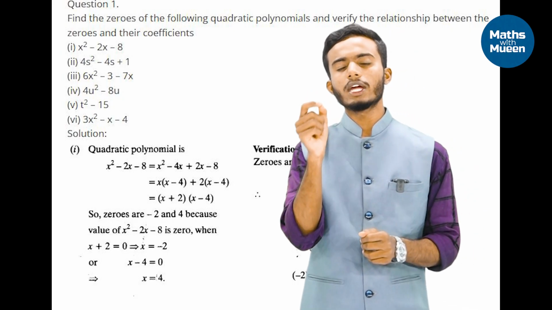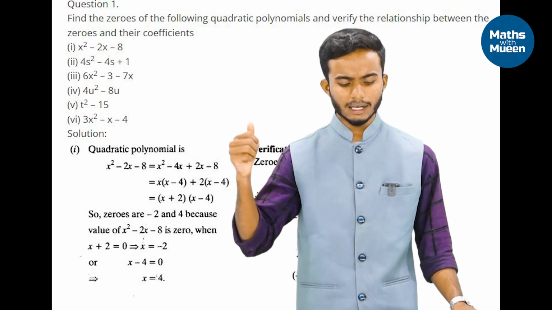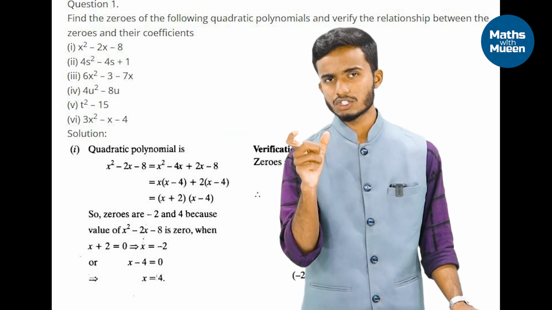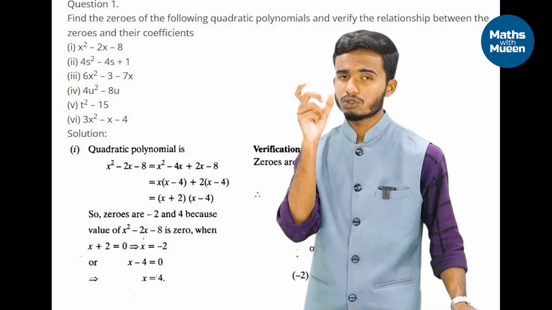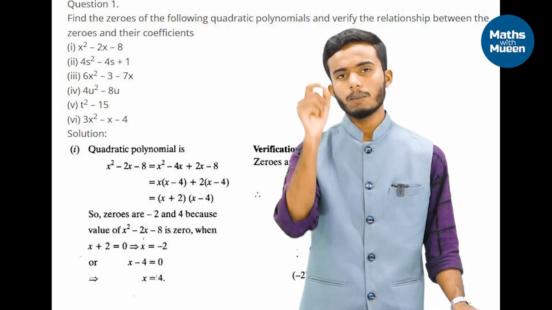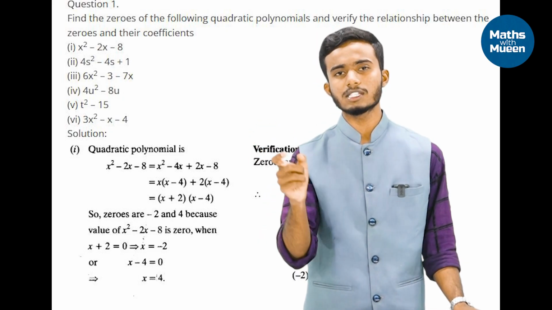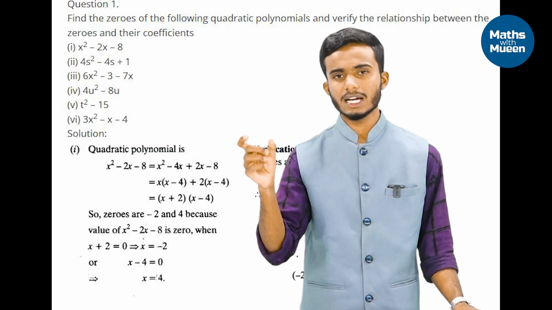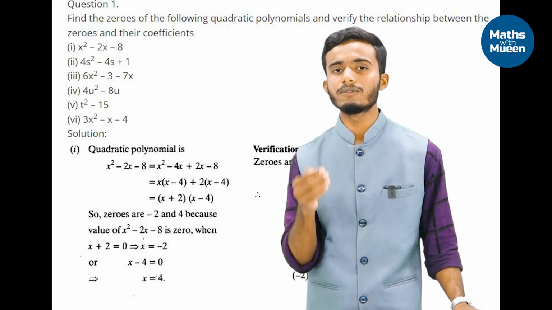That is, consider it as x square minus 2x minus 8. If you have this equation here, first we have to check whether this equation is in the form of ax square plus bx plus c. Yes, if it is there, then you have to compare this equation with ax square plus bx plus c, and you should write the coefficients.